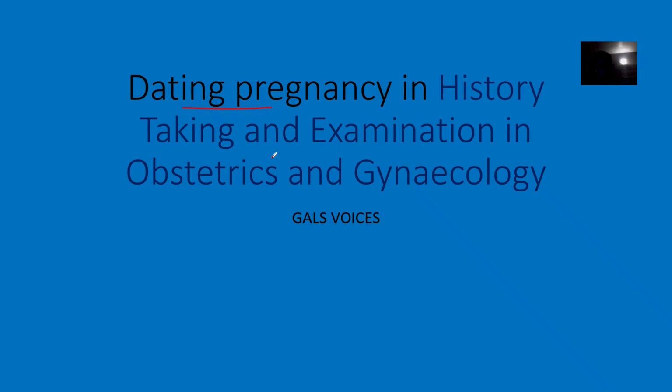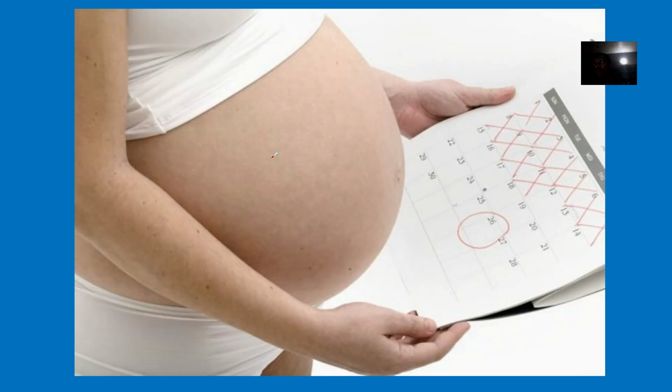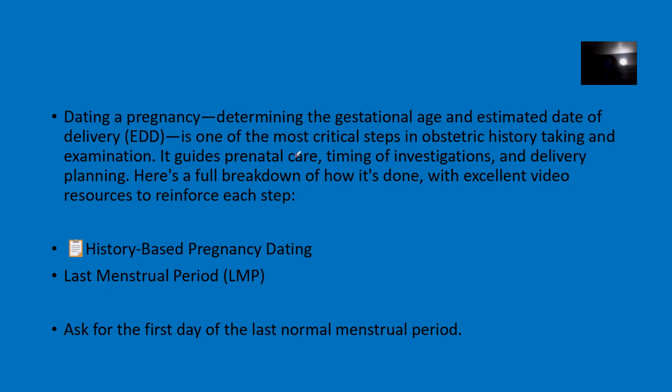So dating of pregnancy is just simple. You are trying to know when this pregnancy actually came in. Then you are also trying to know when is a possible date that a woman will deliver. Do you understand? So in dating of pregnancy, you're actually trying to look at two aspects of it.